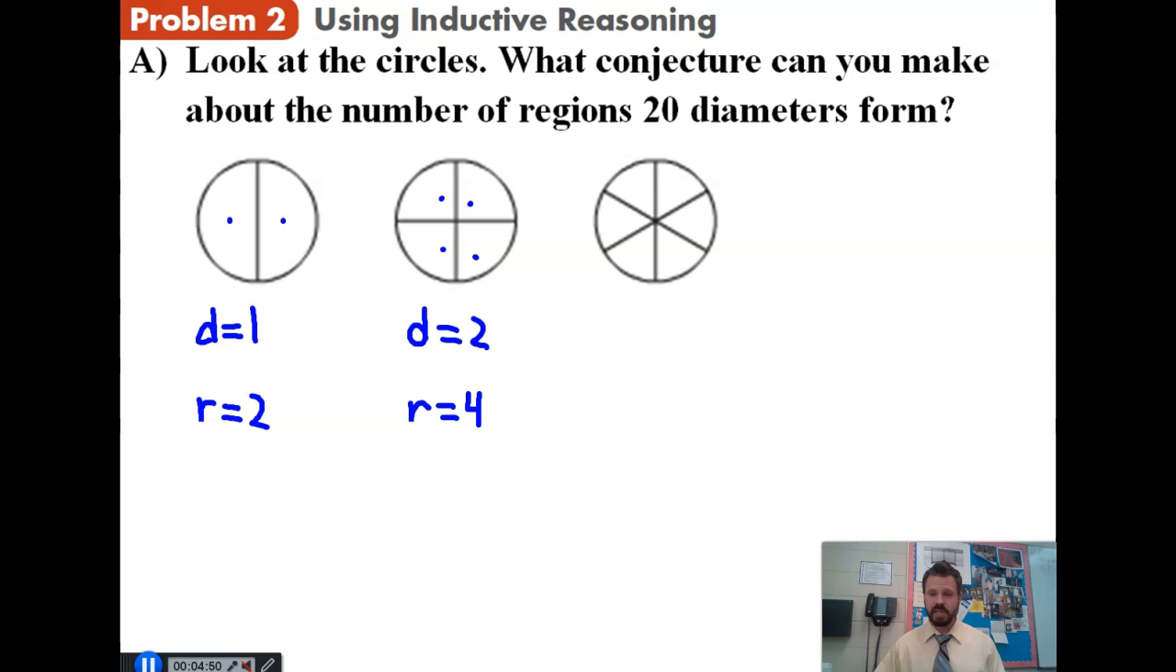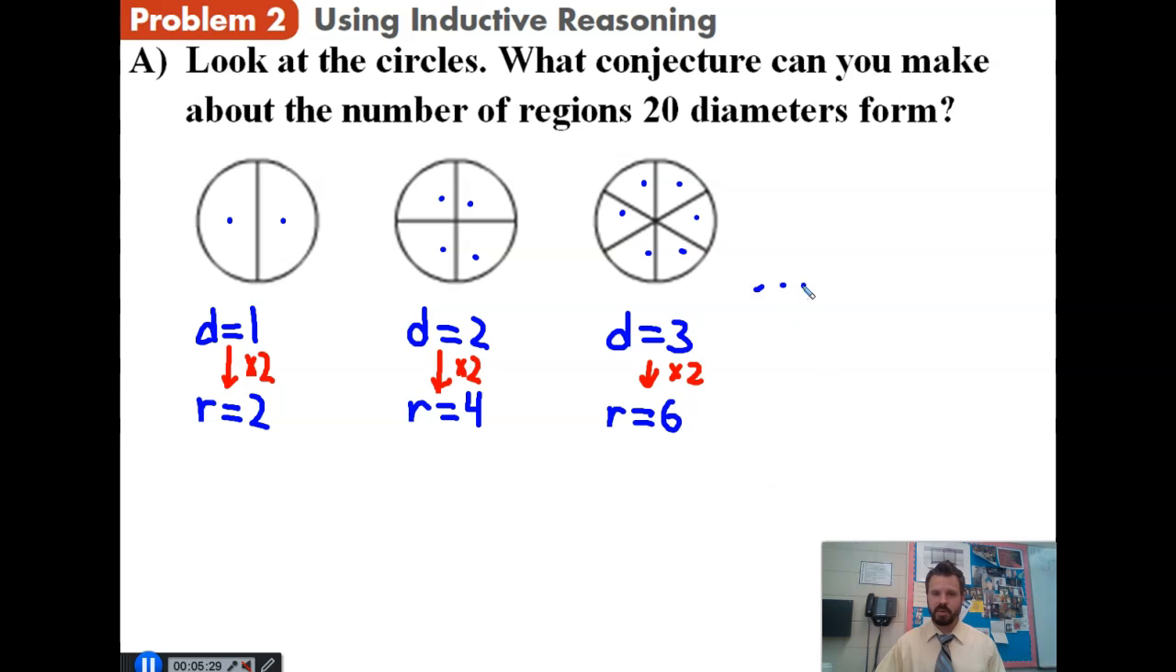Okay, now it looks like what's happening is, to go from my diameters to the regions, I'm multiplying the number of diameters by 2. 1 times 2 is 2. 2 times 2 gives me the 4. Now let's see if that pattern holds true for 3 diameters. When D equals 3, we've got 1, 2, 3, 4, 5, 6 regions. Yep, so it looks like what I'll do is go times 2 to get R equals 6.